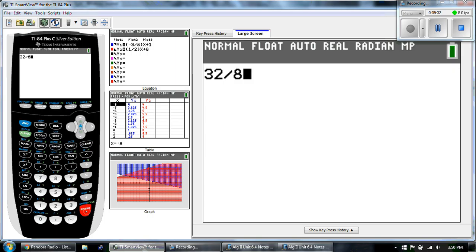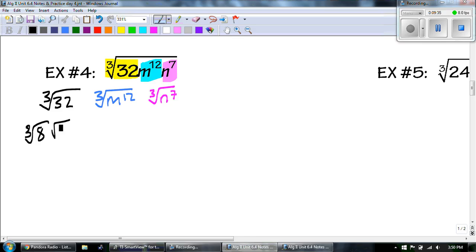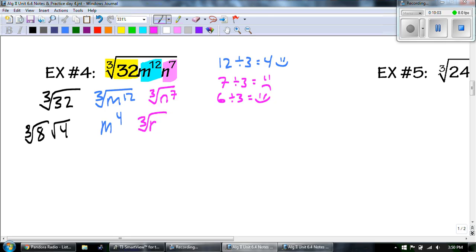32 divided by 8 is 4. Twelve divided by 3 is 4. So here we get m to the 4th. Now, does 7, can that be divided by 3? No. But can 6 be divided by 3? Yep. So when I break down the n, it's going to be n to the 6th, and then my remainder is just the 1, just the n. Okay?